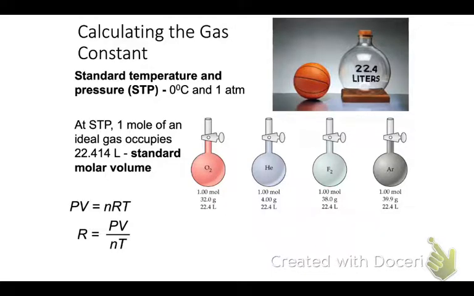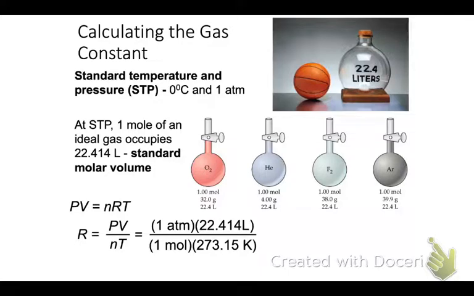Now, let's calculate R from that. At STP, what is the pressure? It's 1 atmosphere. What is the volume? 22.4 liters. How many moles am I talking about? 1 mole. And what is the temperature? It's the standard temperature of 0 degrees Celsius, which equals 273 Kelvin. If I put all these numbers down, I get the gas constant.